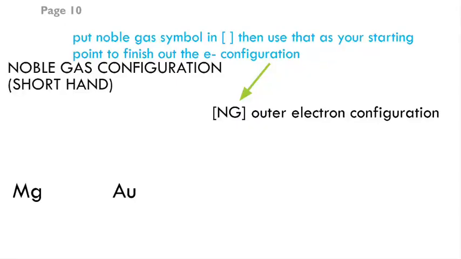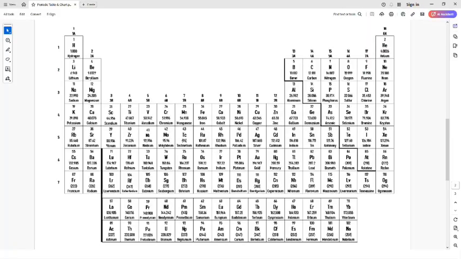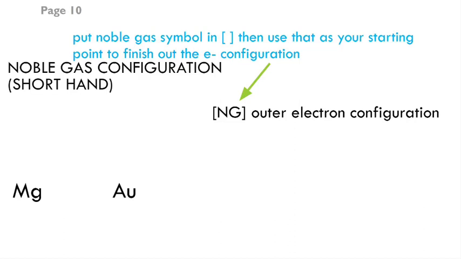Okay, so on page 10, we have some of our final configurations, and the first one is what we call noble gas configuration. And on the periodic table, the noble gases are at the end of each row. So they're here all the way from helium down to OG. These are the noble gases, and we're going to treat these kind of like landmarks, so we don't always have to start all the way back at 1s2. The way we're going to do that is by putting the noble gases symbol in some of these square brackets, and then we're going to use that as our starting point to finish out the configuration.